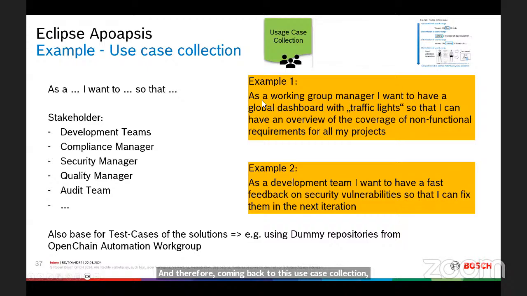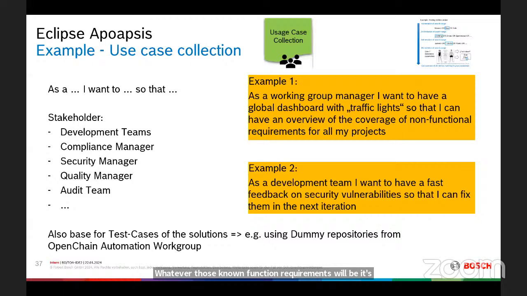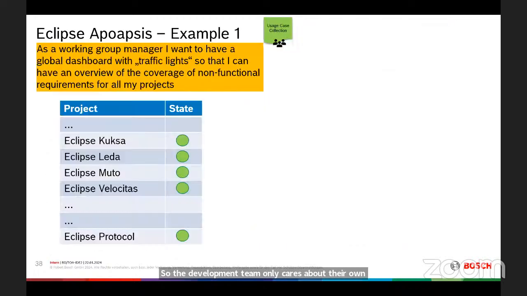And therefore, coming back to this use case collection, I thought I would make two examples to give you an idea. So the first example would be exactly this stakeholder, this working group manager, however you want to call him. I just invented this. As this manager, I want to have a global dashboard, with traffic lights, so that I can have an overview of the coverage of non-functional requirements for all my projects, whatever those non-functional requirements will be. It's just an example. The second example is from the perspective of the development team. The development team only cares about their own project, so they don't care about all the other projects, right? So if you look at this first example, I tried to make a little picture here. This would be ideal, right? I see my projects list, Kuksa, LiDAR, Muto, and I see my traffic lights, all green, perfect. I'm happy. So this is then a potential solution.